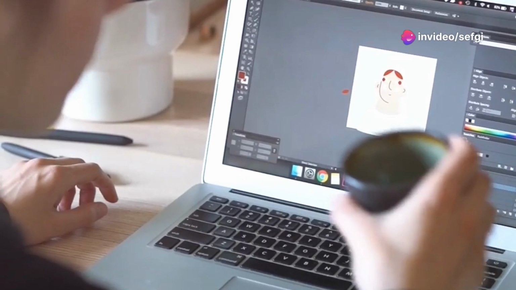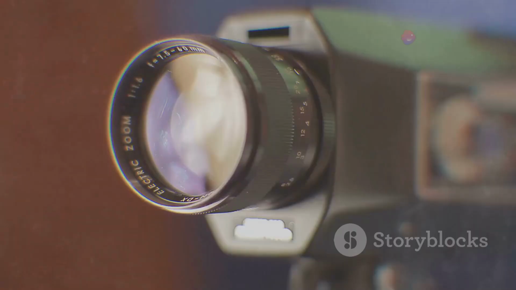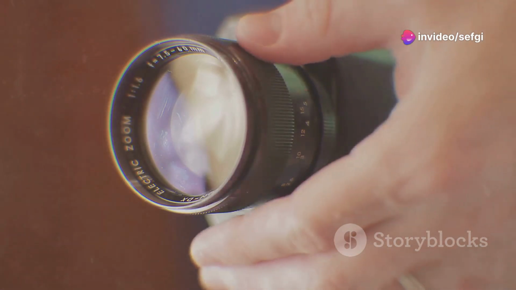Think of pixels as the building blocks of a digital image. Each pixel represents a single point in the image, characterized by its brightness and color. The number of pixels in an image determines its resolution. More pixels mean a sharper, more detailed image.